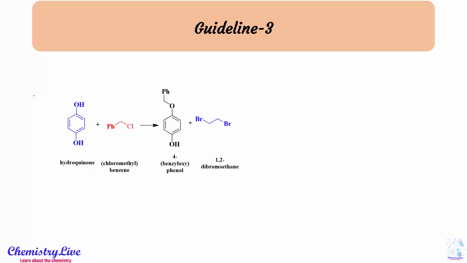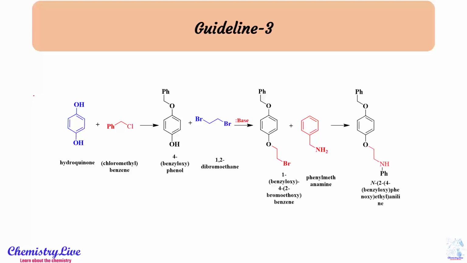We will get 4-benzyl phenol, react with dibromoethane in the presence of base, and we will get the ethoxybromobenzene. Then the phenylmethylamine is added and reacts again, and we will get the compound which is the aniline. That is our actual synthesis.